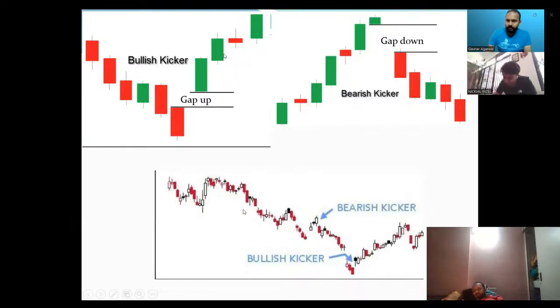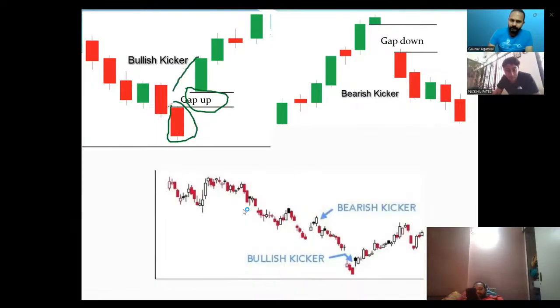So at that time you were asking about the gap up, right? Yes, I was asking about that. So if the previous day we have this kind of closing, and the next day we have a gap up opening, then this pattern is called bullish kicker. Oh, okay. So we have to buy once it crosses the high in this range. Right.